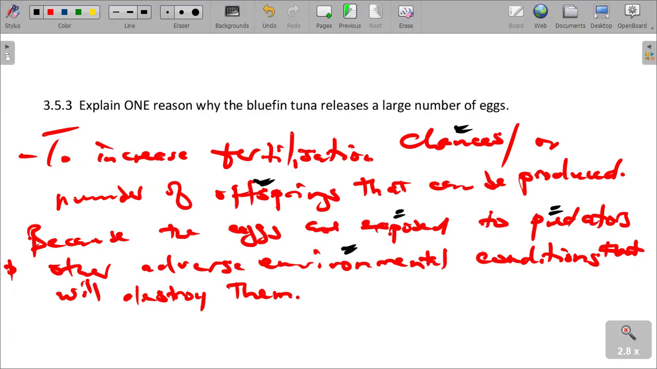Hence, that is why they have to release a large number of eggs.